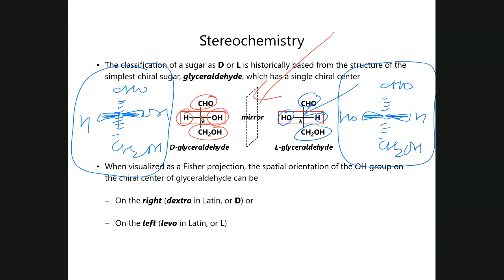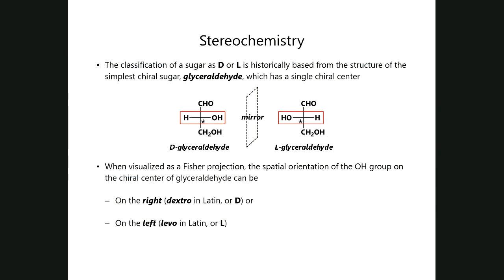Notice how convoluted all these lines and dashes and wedges and all this stuff. This is much cleaner to look at. You can still see the relationship. They're both mirror images, right? So glyceraldehyde is the basis for the definition of D versus L.